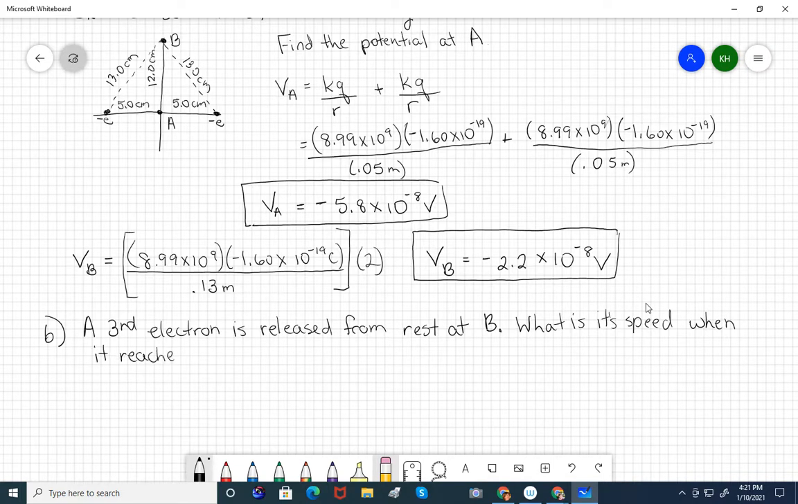When it reaches A. I'm sorry, that's not what it says. That's not going to reach A. It's not going to head towards A. Sorry about that. What is its speed when it is very far from the other two charges?